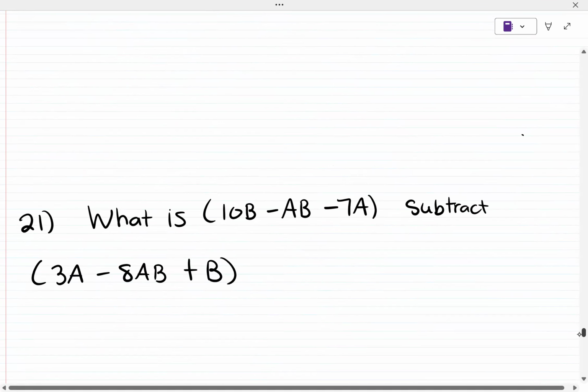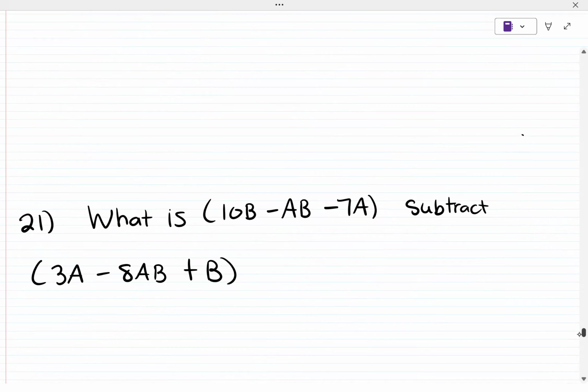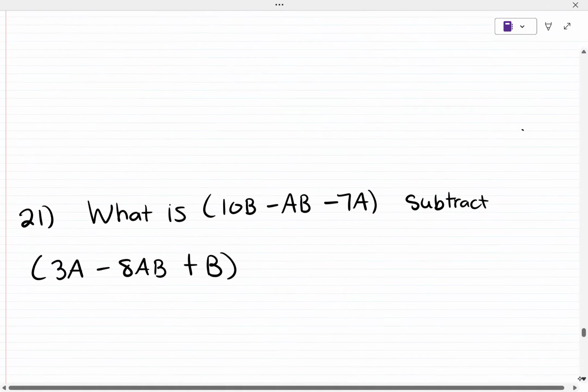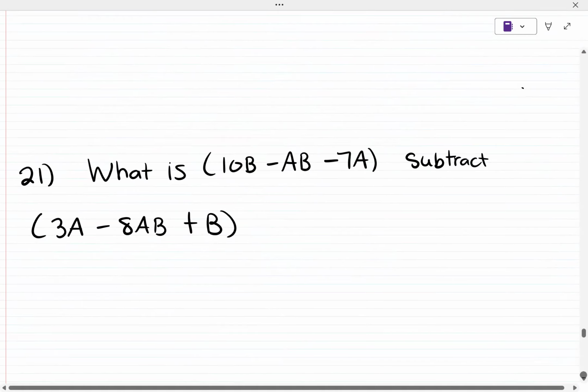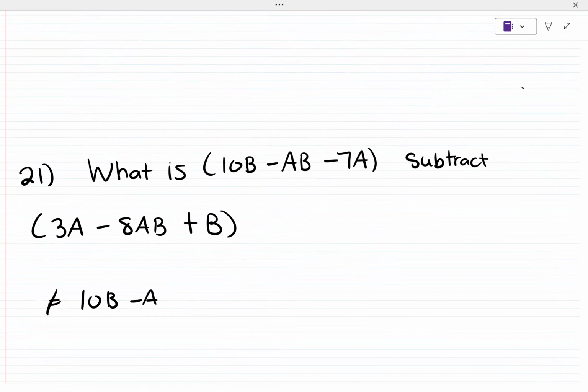21. What is 10b minus ab minus 7a? Subtract that from 3a minus 8ab plus b. So don't be fooled. This is not the same thing as 10b minus ab minus 7a minus this whole thing. That is completely wrong. I tried that, and it was wrong.